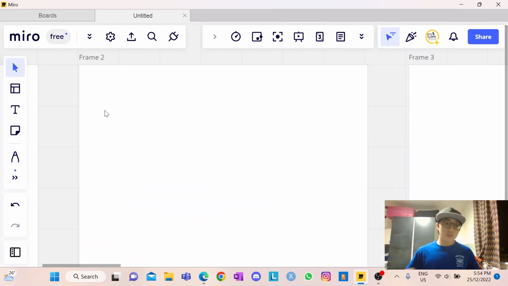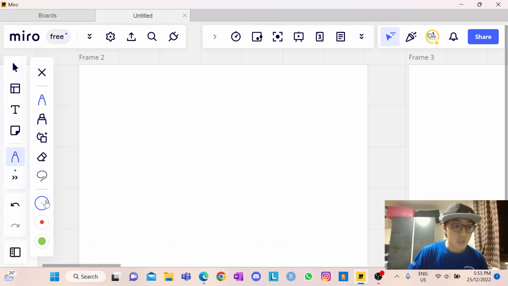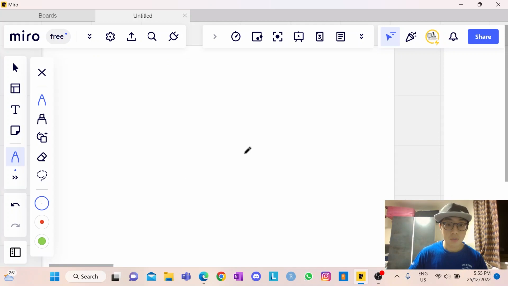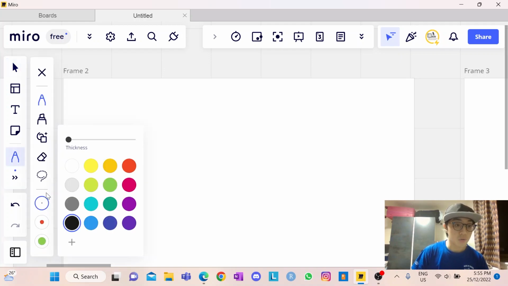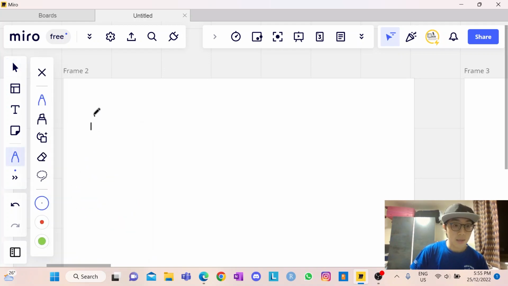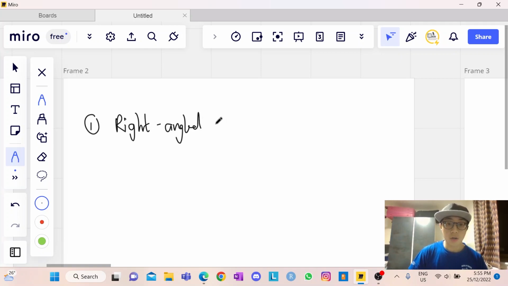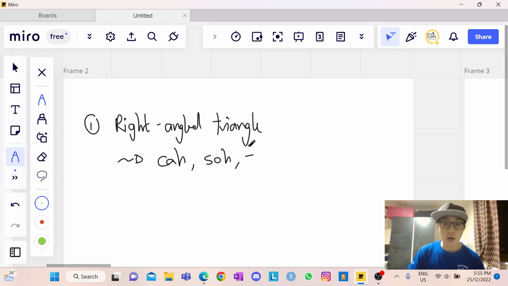From the previous video, for right angled triangles, we can use the SOH CAH TOA method to look for the hypotenuse, the adjacent, the opposite, and the angle of any side, and then we can look for the area by using half base times height.